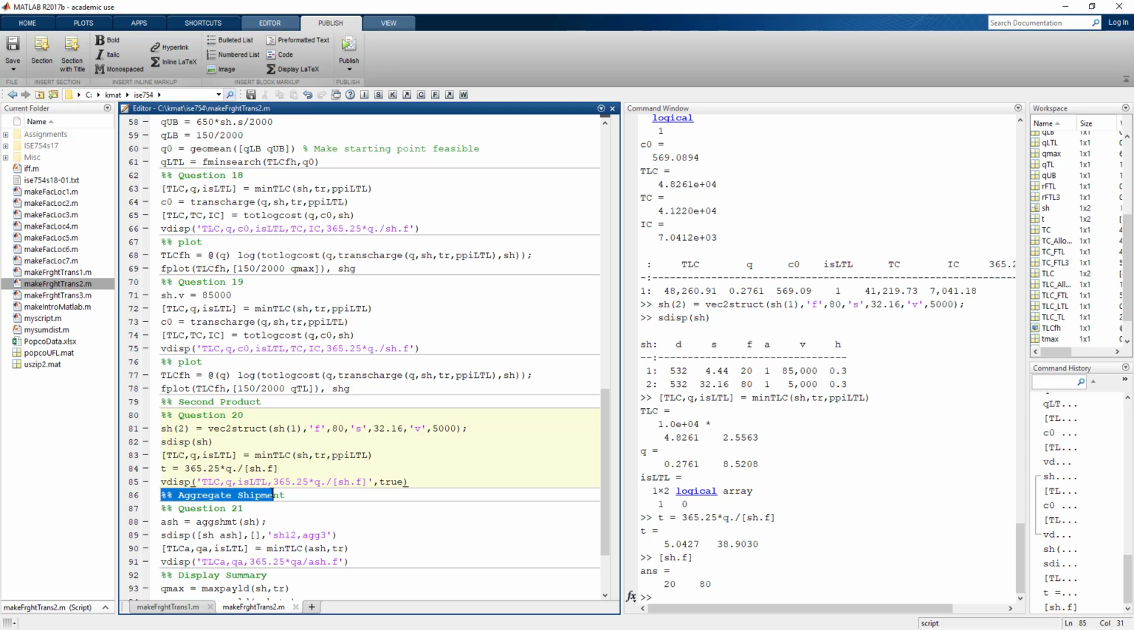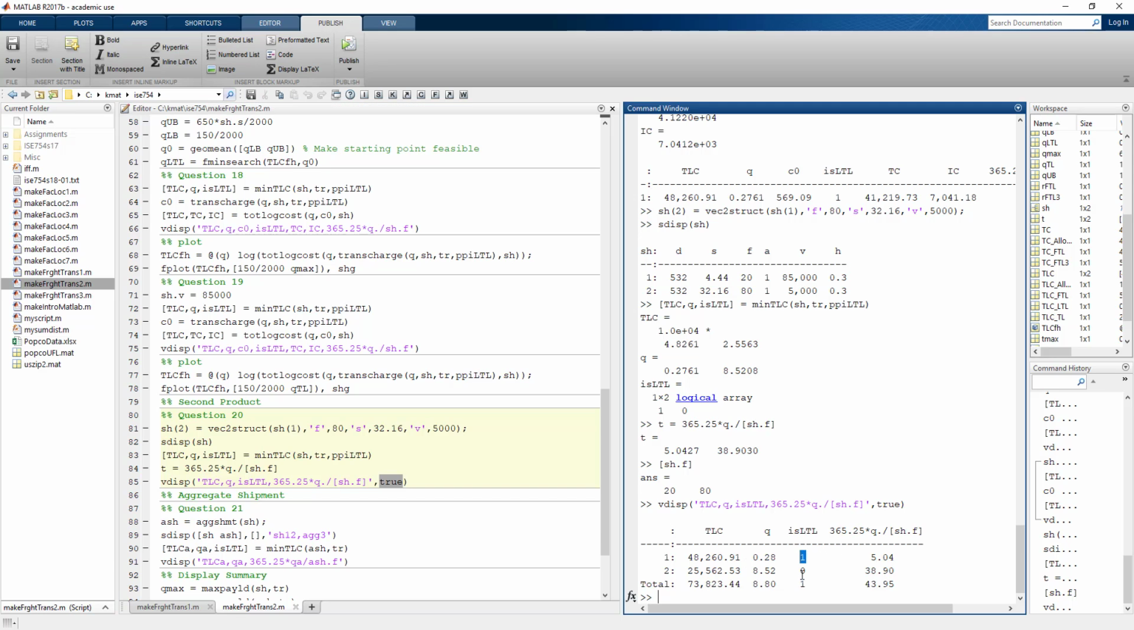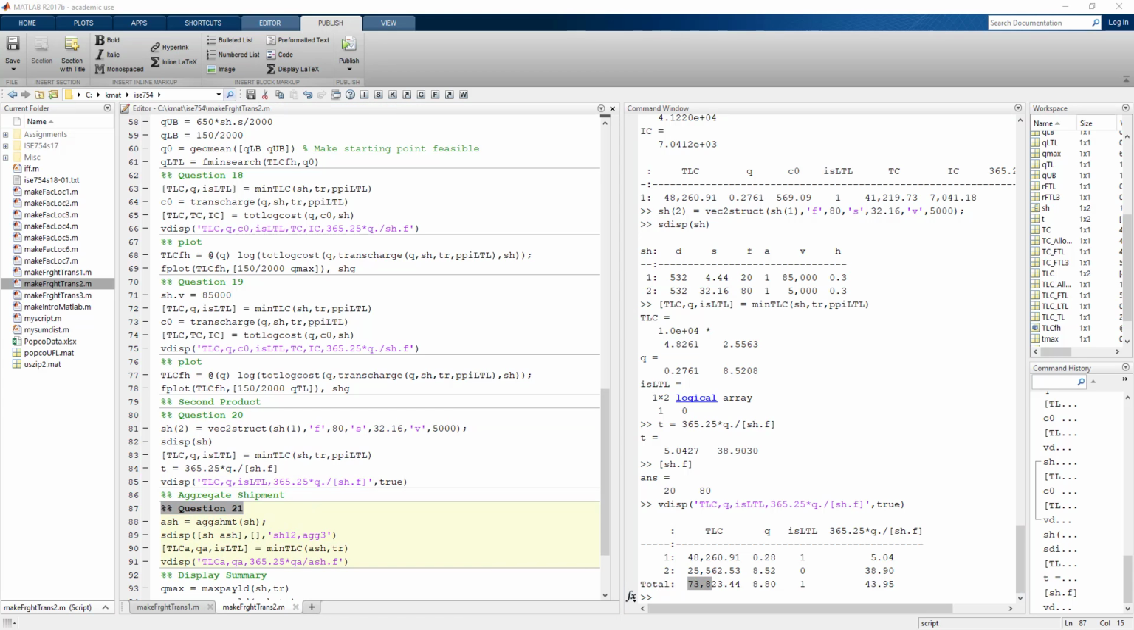And then we can look at vDisplay. And here I've done an option where I've specified this argument as true. What that does is it takes each column reported and reports the sum value. So in this case, I'm summing up both of my total logistics costs for each shipment, assuming that they're shipped optimally. In the case of the first shipment, it's shipped LTL. The second one is shipped truckload. These are the different intervals, and this is my total logistics cost.